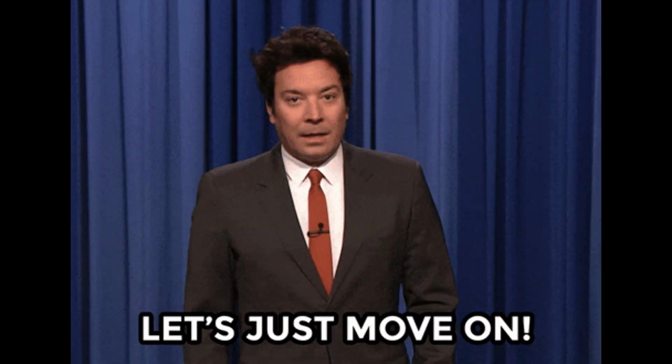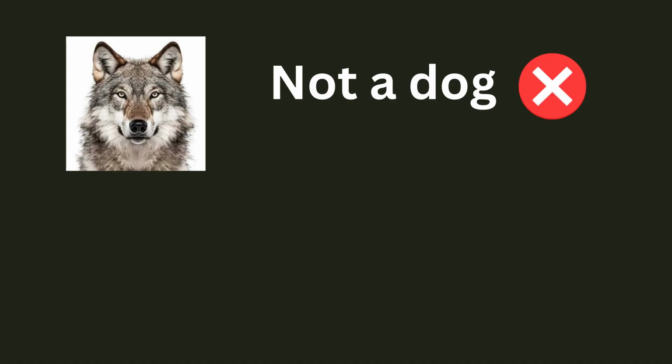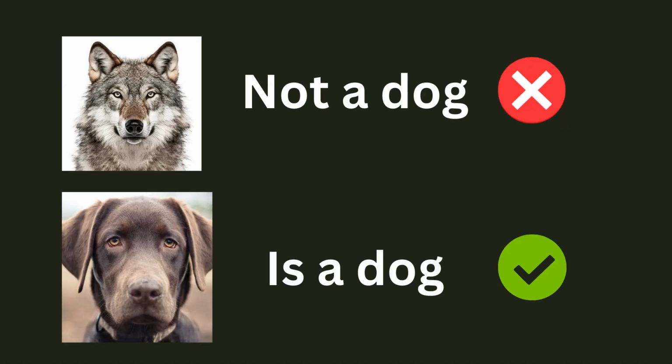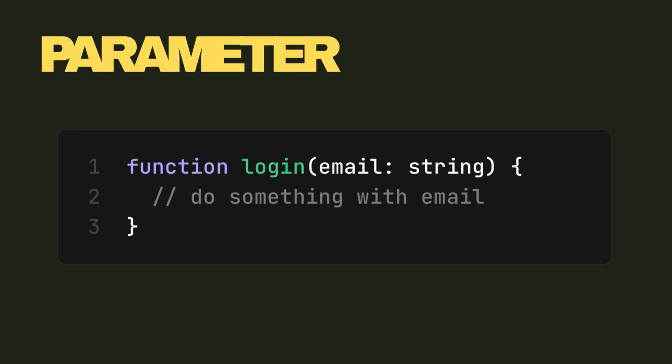So let's get straight into it, starting with parameters versus arguments. There is a clear distinction between what a parameter is and what an argument is. So let's start with what a parameter is. A parameter is a variable that is defined in a function's declaration. It is a placeholder that specifies what kind of data the function expects to receive. Think of it as the empty slot in a form that needs to be filled.